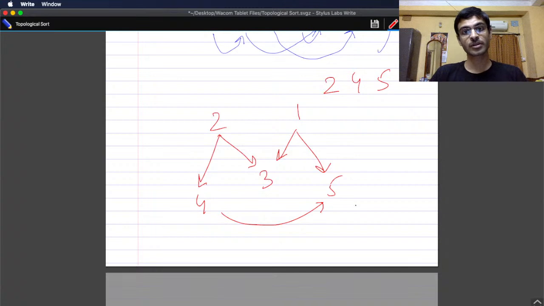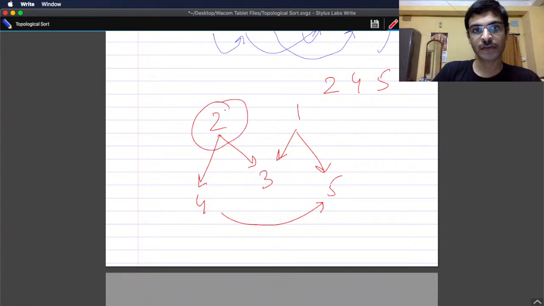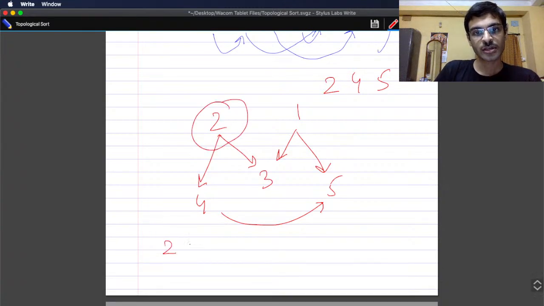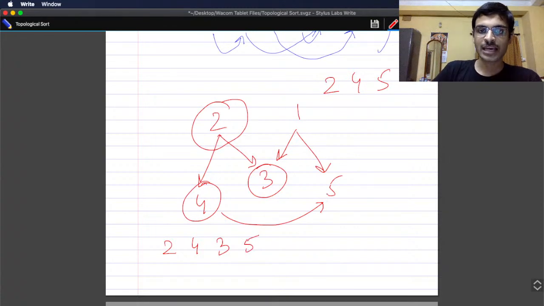BFS from where? Suppose I do BFS from here. So I'll do 2, then I'll do 4, and then 3. These are my immediate neighbors, right? Then from 4, I'll have 5. I'll have 5 over here. Then I cannot reach anywhere else.